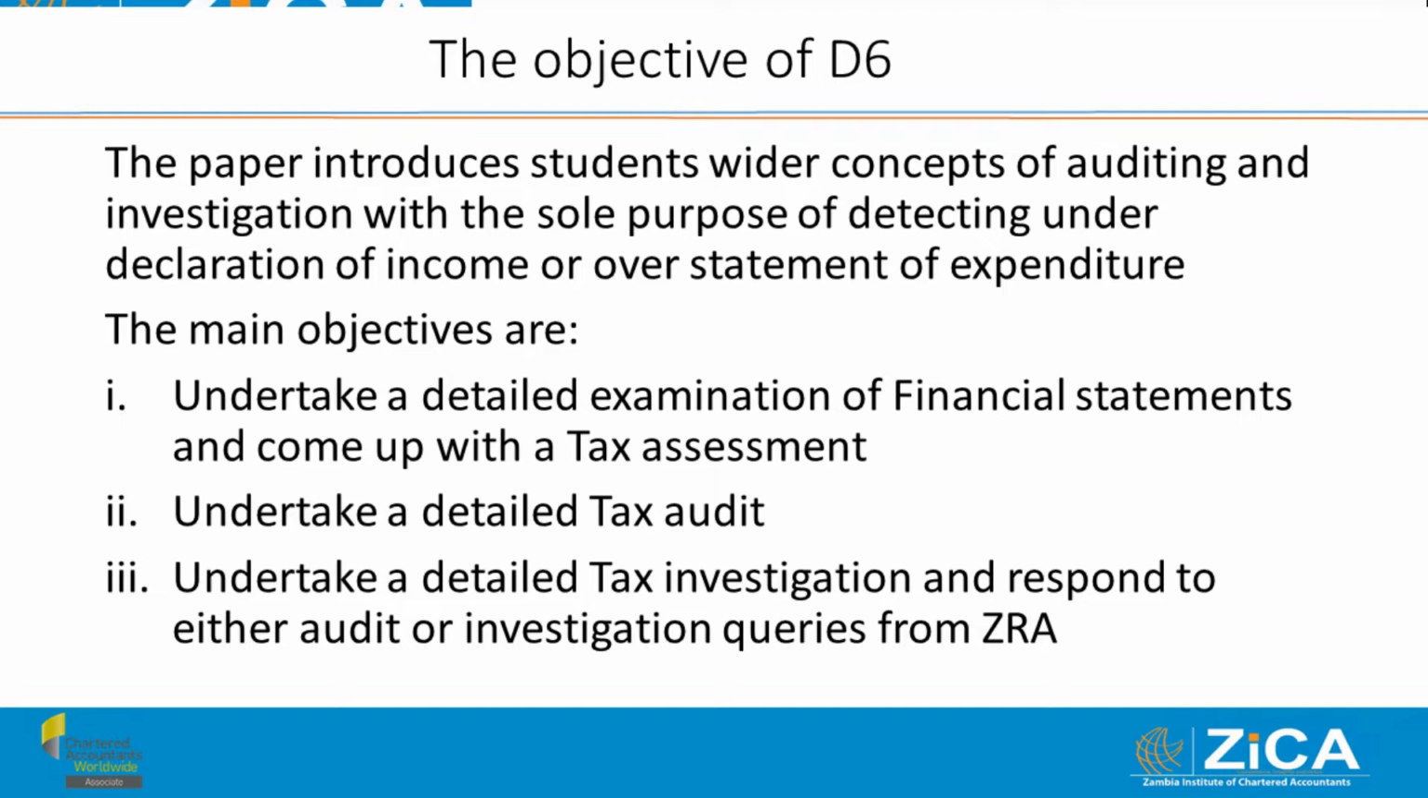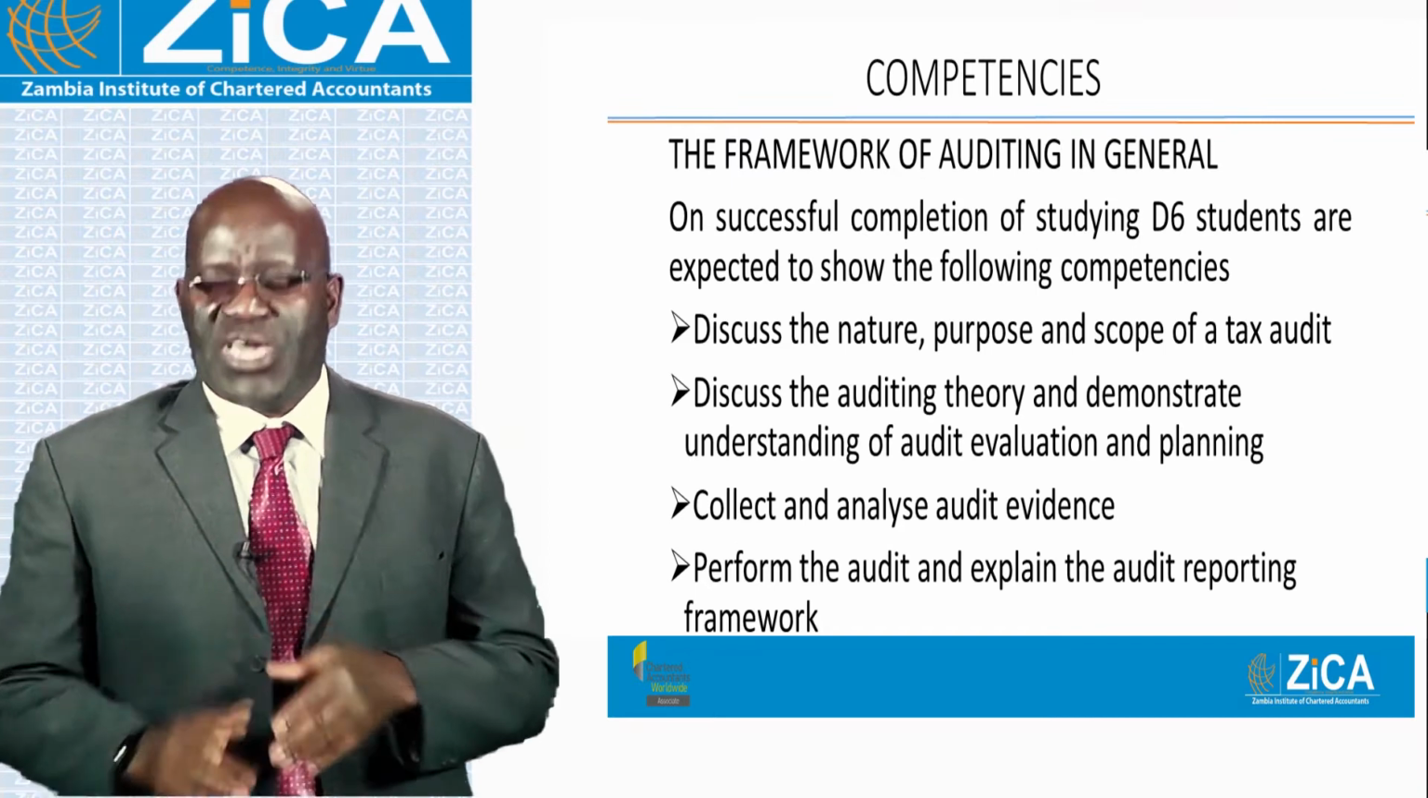Let's look at the framework of auditing in general. On successful completion of studying D6, students are expected to show the following competences: to discuss the nature, purpose and scope of a tax audit, and also to discuss the auditing theory and demonstrate understanding of audit evaluation and planning. They will also be expected to collect and analyze audit evidence, perform the audit and explain the audit reporting framework.